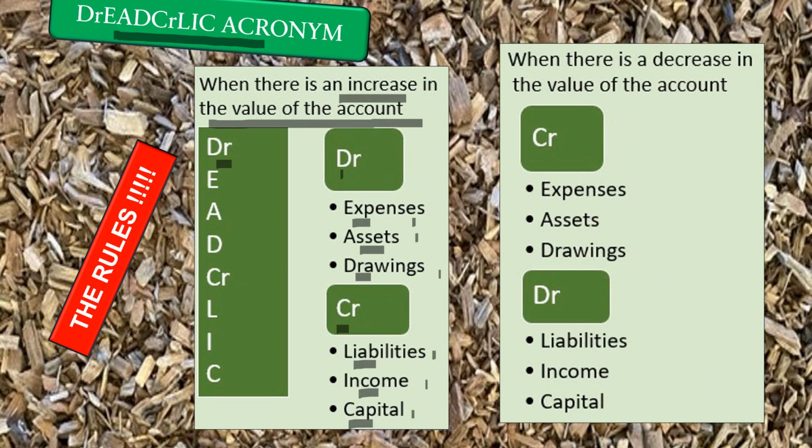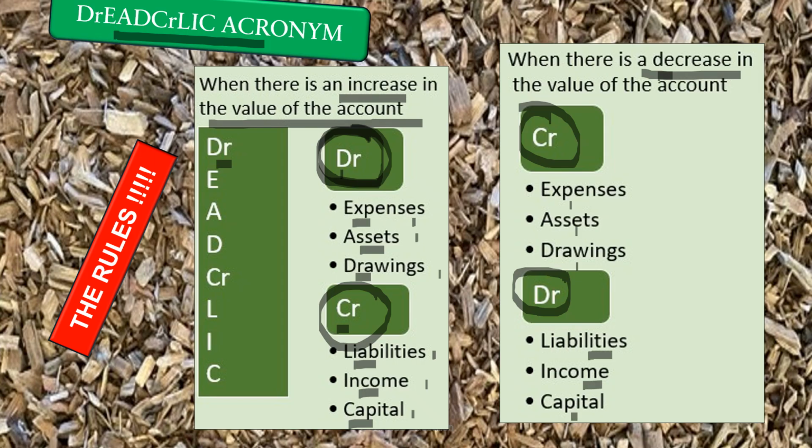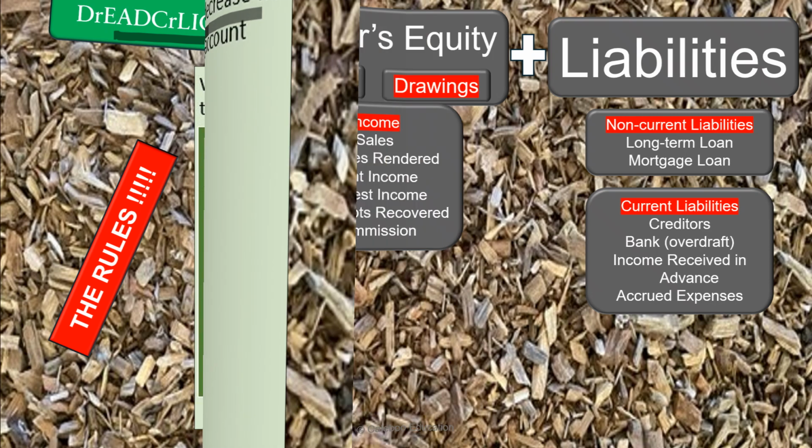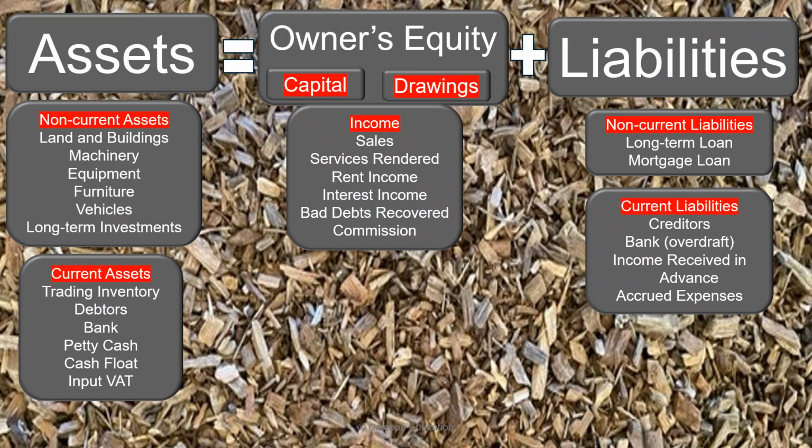If it's the opposite, when there's a decrease, we don't debit, but we credit expenses, assets, and drawings. When there's a decrease, we do not credit, but we debit liabilities, income, and capital. Not going to spend much time there.